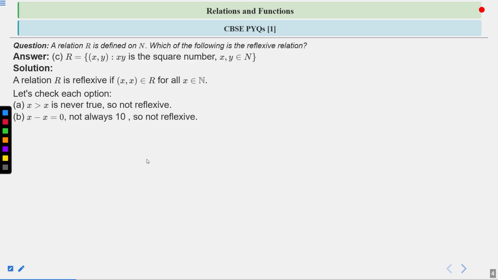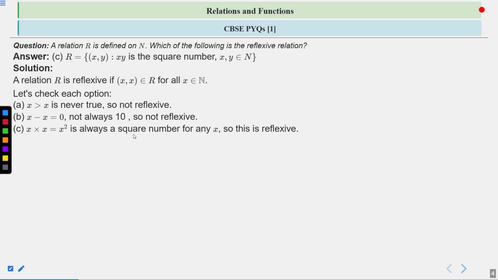Let us move to option B, which says that x minus y is 10. But for reflexivity, (x, x) should be in the relation. Therefore, x minus x is equal to 0, which is not 10. Obviously, 0 is not equal to 10. So it is not reflexive. So option B is also wrong.